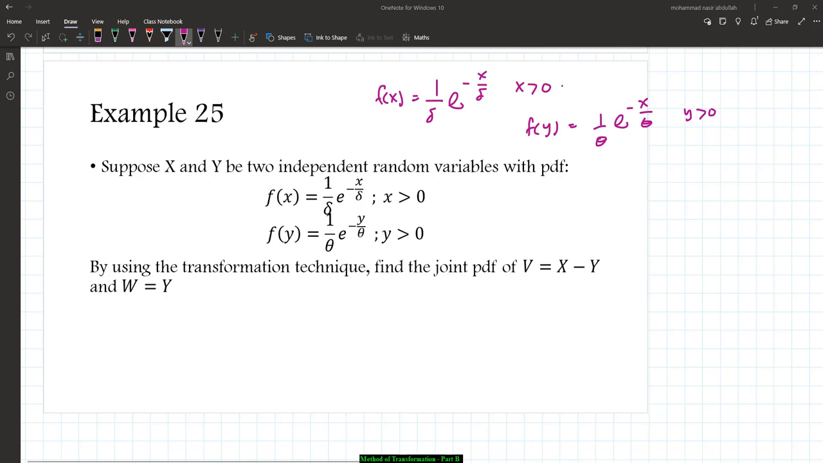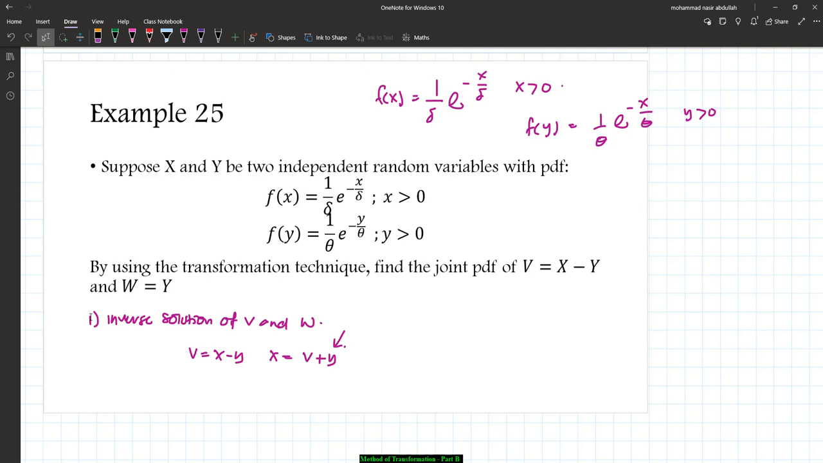So first step apa? We need to find the inverse solution of V and W. So V is equal to X minus Y. Let's say we find it for X dulu, and X should be equal to V plus Y. Tapi ada Y dekat sini kan. So we know that W is equal to Y, so we just input the value: X equal to V plus W.